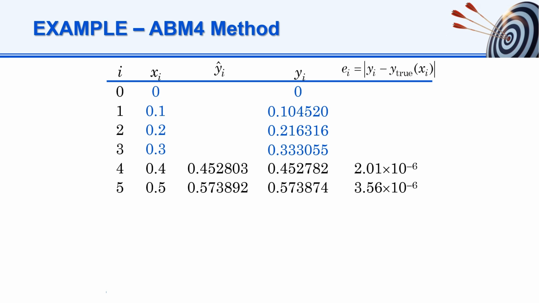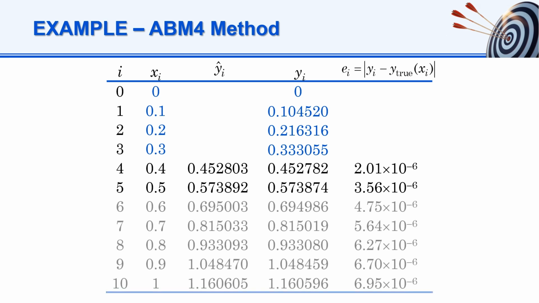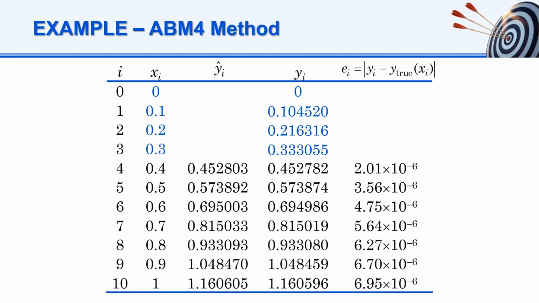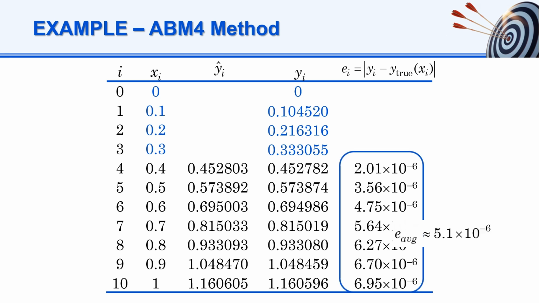We continue this recursive procedure in the same manner until x equals 1 is reached. The computed predicted and corrected estimates, as well as the true absolute errors, are presented in the following table. The first row is the initial value, and the next 3 rows were the ones with the starting values obtained using the true solution. The next 2 rows are the estimates we have just calculated. When the table is completed, we find that the average absolute true error is 5.1 times 10 to the minus 6.